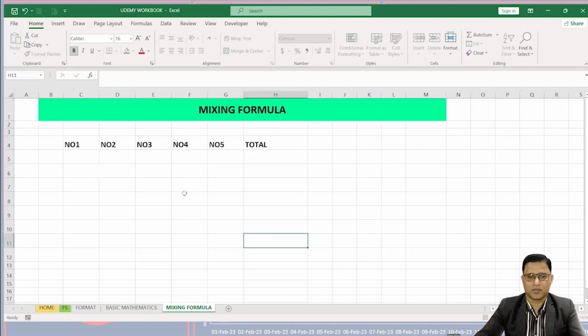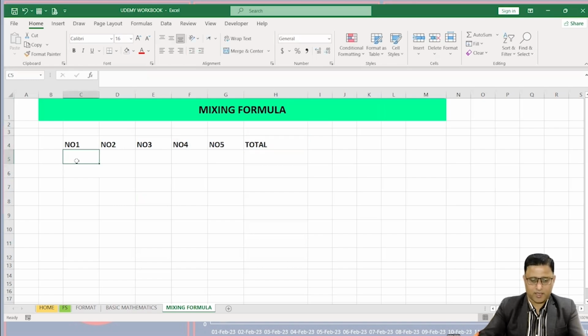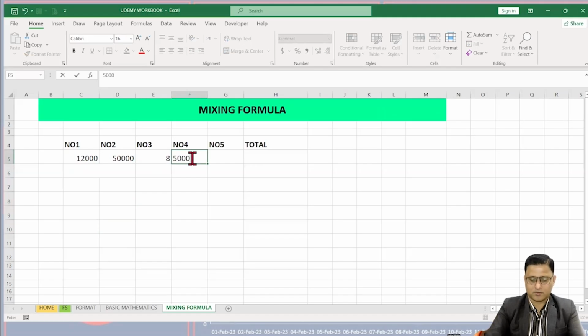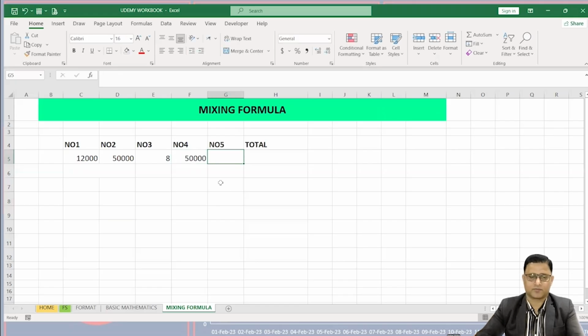Now, number one will be, let's say, 1012. We have 12,000 numbers. Number two will be, suppose, 50,000. Number three will be 8. Number four will be again 50,000. And number five will be 4.